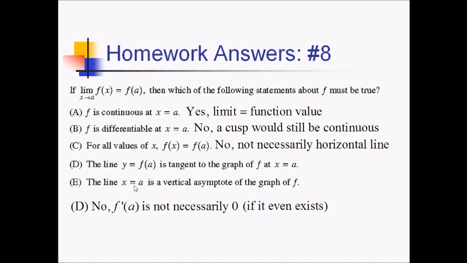And then this last one, line x equals a, is a vertical asymptote of the graph. Well, we said that the graph has to be continuous at x equals a. So if our graph is continuous, it can't have a vertical asymptote because that's a discontinuity. So we're going to say no for choice E. Continuous means no vertical asymptotes. So choice A is then the only logical answer here.